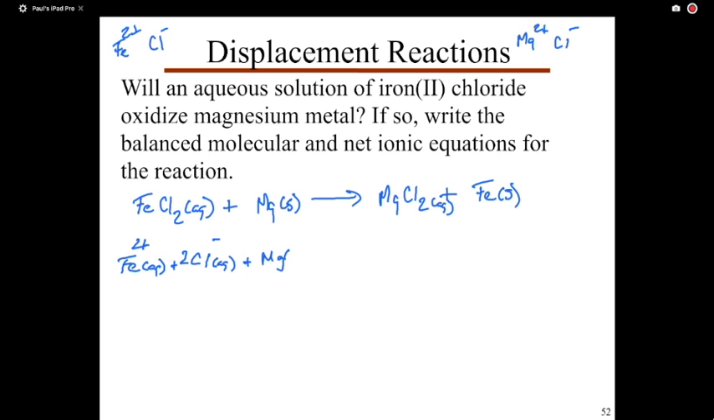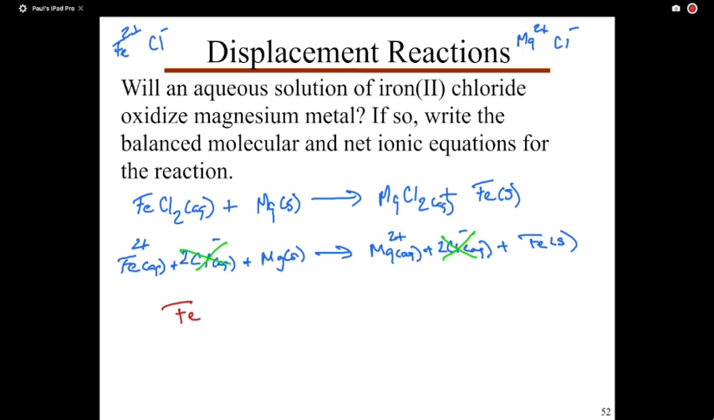Plus, does the solid break apart? Nope. Drop it down. Yields. Does magnesium chloride dissociate? Yep. The cation is magnesium 2 plus, one of them, aqueous, plus the anion is chloride 1 minus, 2 of them, aqueous, plus iron solid. Spectator ions are chlorine itself. Anything else? Nope.